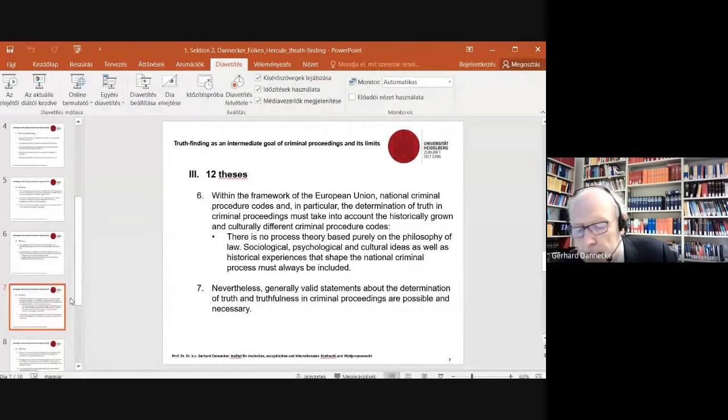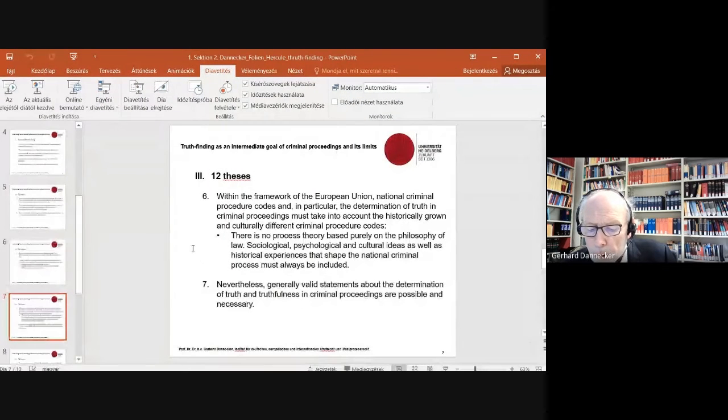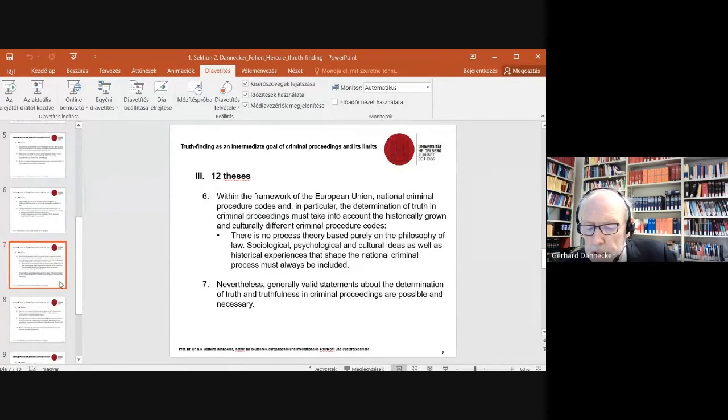The initial point must be, there is no process theory purely based on the philosophy of law. Sociological, psychological, and cultural ideas, as well as historical experience that have significantly shaped and continue to shape the criminal process, existing in a state must always be included.